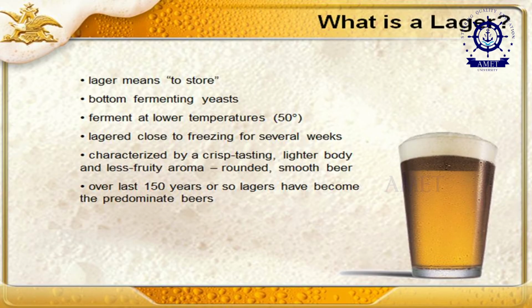So the next topic is on lager. Lager means to store. The type of yeast used to ferment a lager type of beer is a bottom fermenting yeast. Bottom fermenting yeasts are Saccharomyces uvarum and Saccharomyces carlsbergensis. They are usually fermented at lower temperature, around 50 degrees, and lagers are very smooth and give less fruity aroma to the beer.